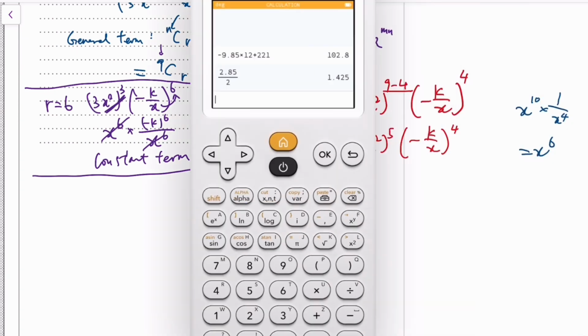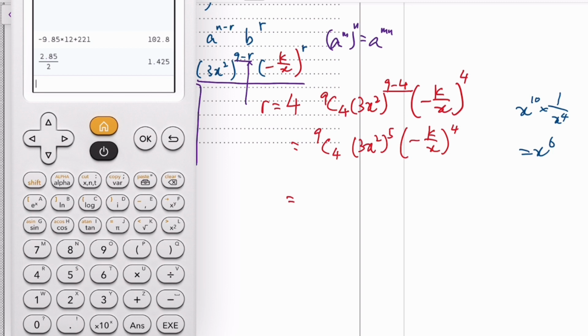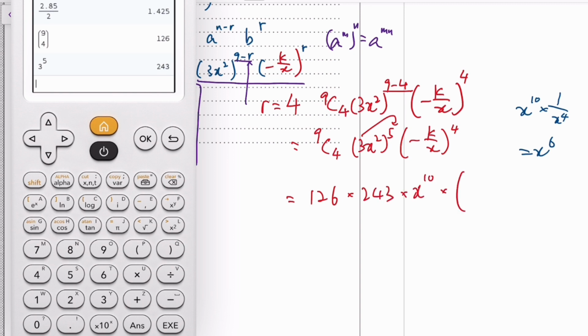9C4, that would take a calculator. Learn to use a calculator to find these things. This is 3 to the power of 5, 243, times x to the power of 10. And then here, negative to the power of 4. 4 is even, so it becomes positive. Then k to the power of 4 over x to the power of 4. So these obviously cancel to be x to the power of 6.